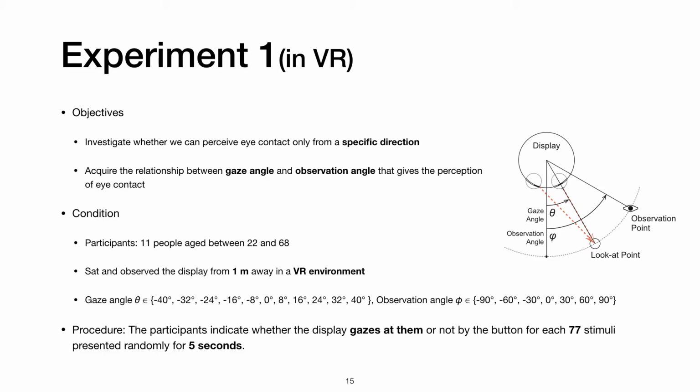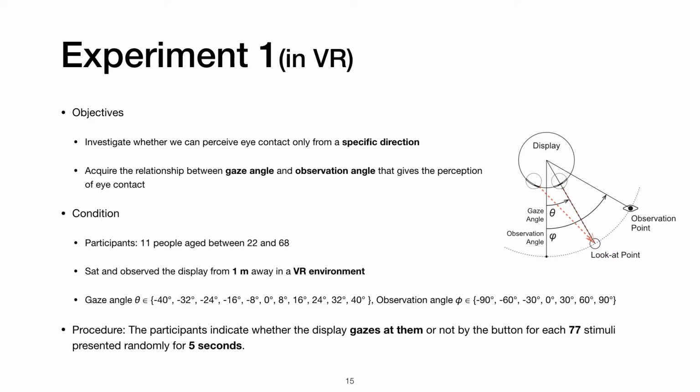For the virtual reality prototype, we did experiment 1, whose objective is investigating whether we can perceive eye contact only from a specific direction. We want to acquire the relationship between gaze angles and observation angles, which gives the perception of eye contact. The participants are 11 people who stand and observe the display from 1 meter away in the virtual reality environment. We allocated the gaze angle and the observation angle like this.